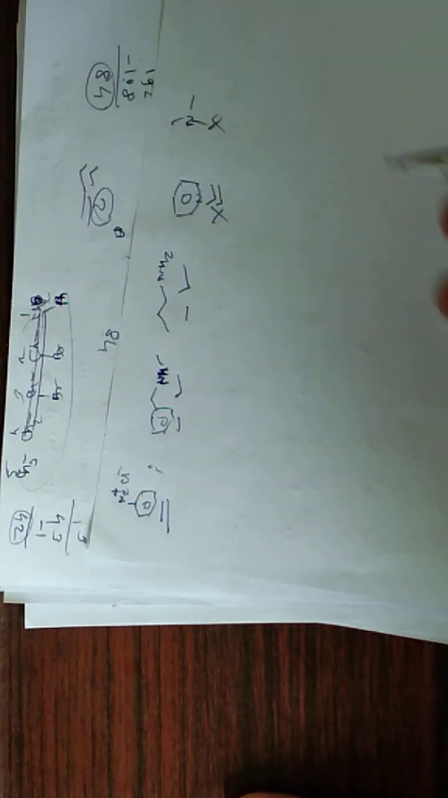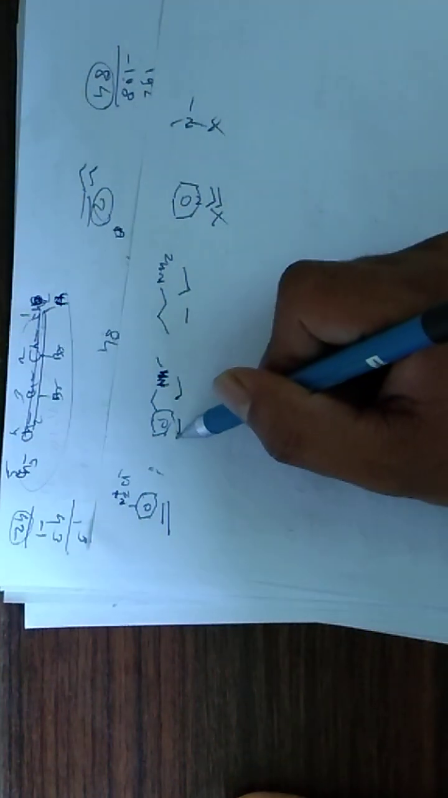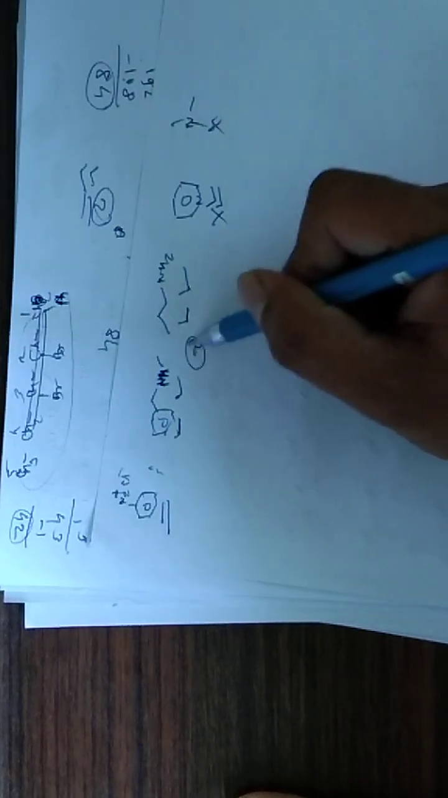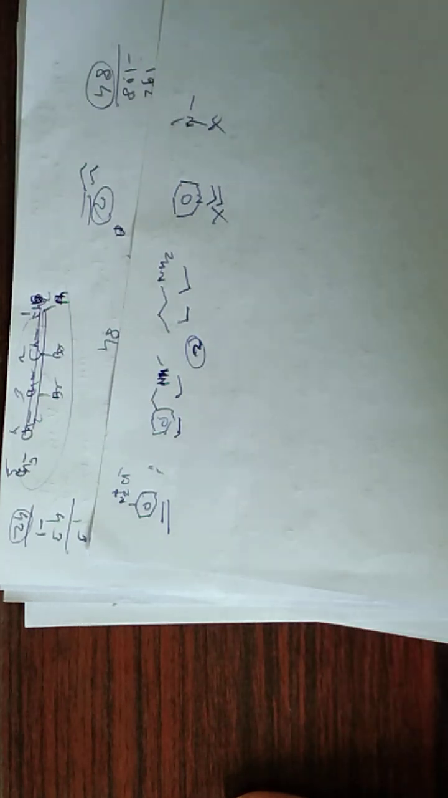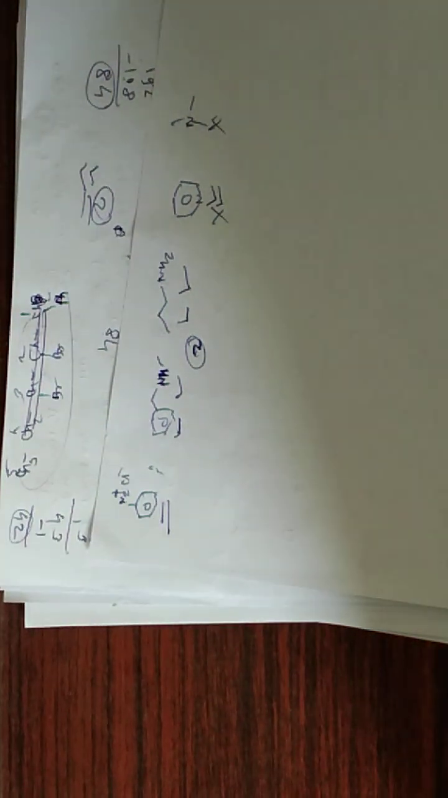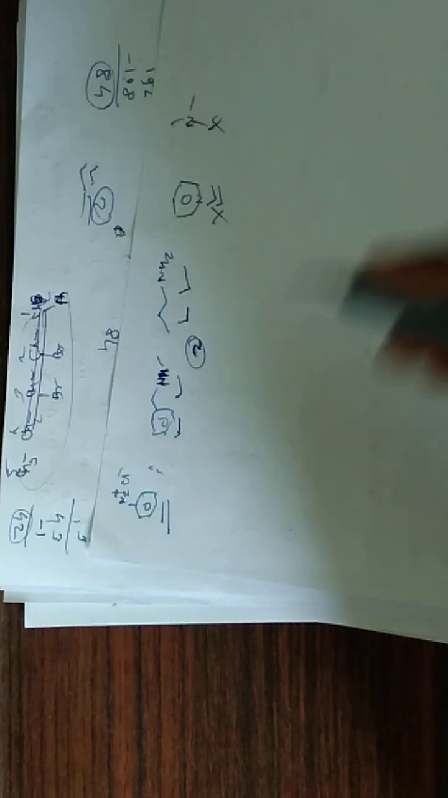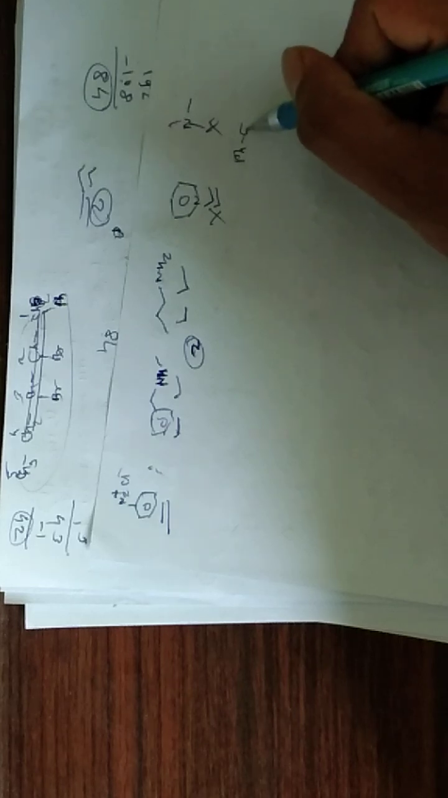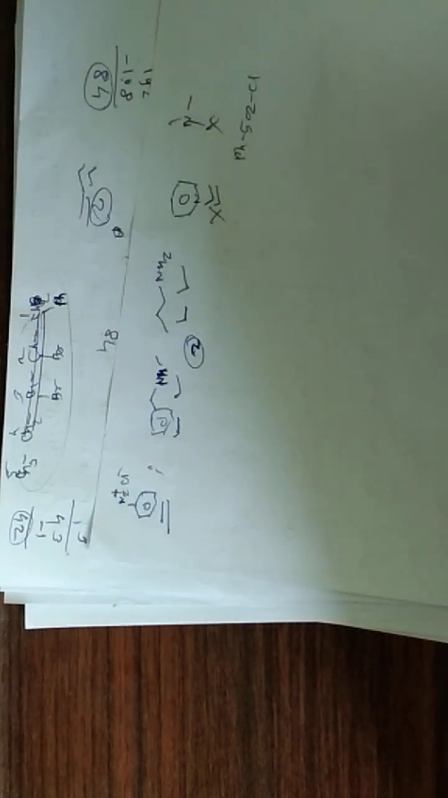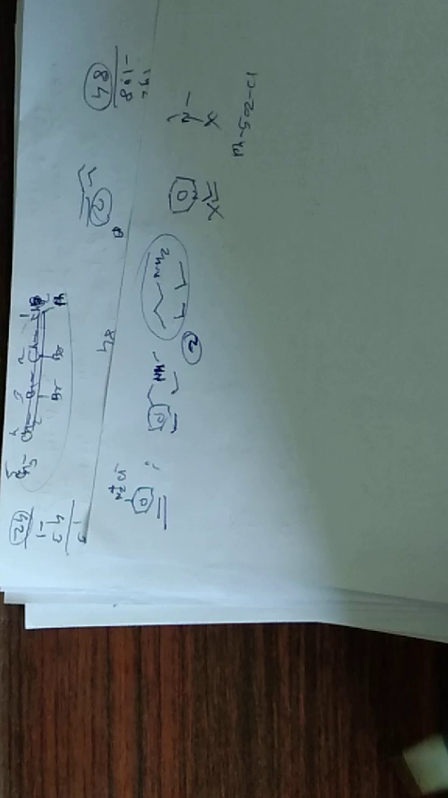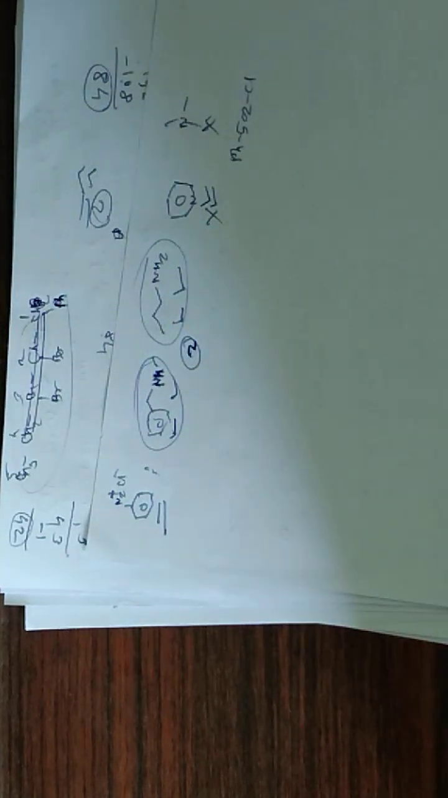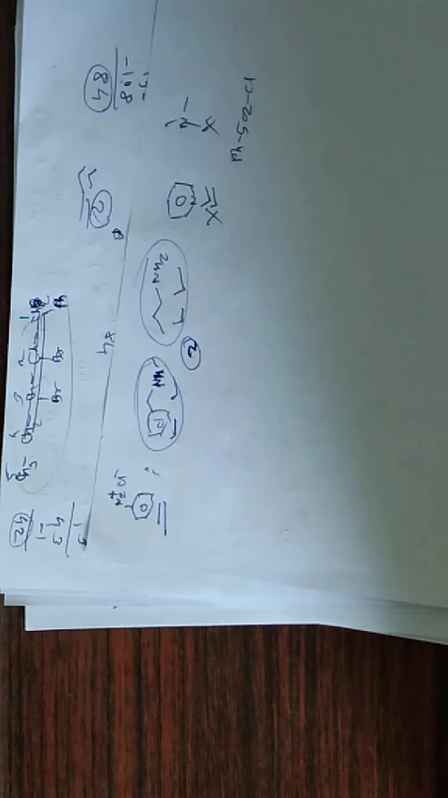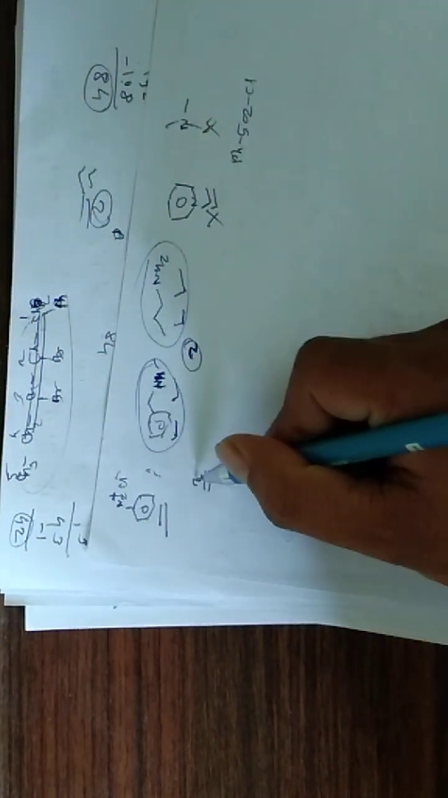The question is which will react with Hinsberg reagent. So the correct answer is these two. But if they asked which will give a positive Hinsberg test, that is, which will react with Hinsberg reagent as well as be soluble in base, then only this will be the answer. But the question is which will react. So secondary will also react. So here this is a numerical answer type question. The correct option is 2.